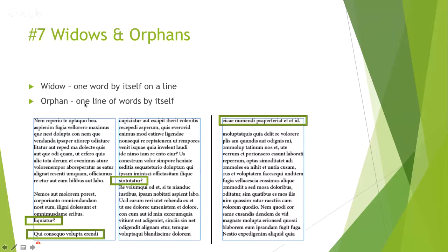Next is an orphan, which is one line of words by itself, whether it's starting a paragraph or ending a paragraph, and then there's this big extra space. You want to avoid doing orphans.